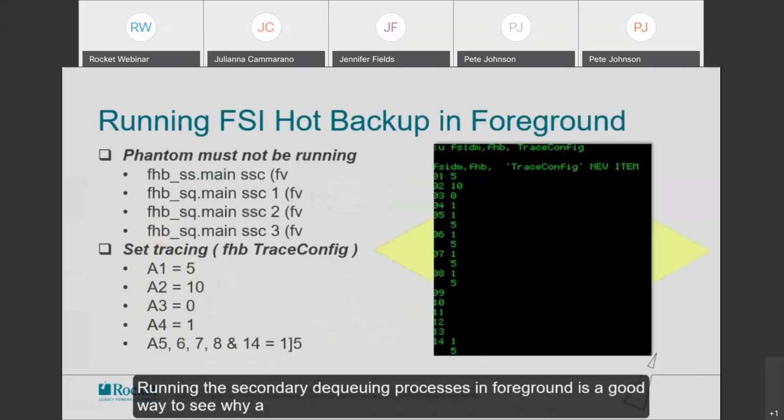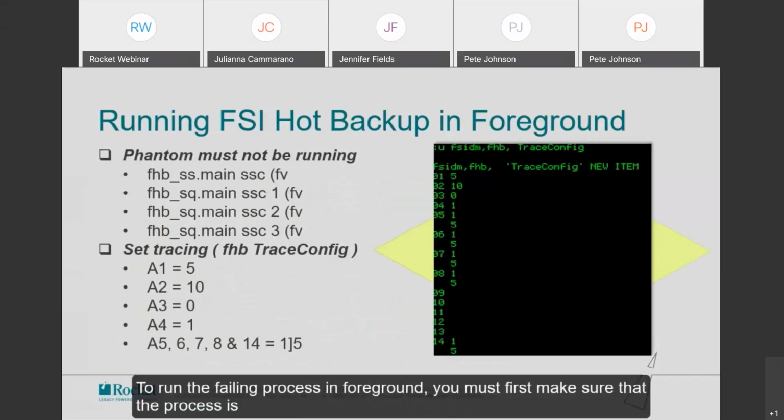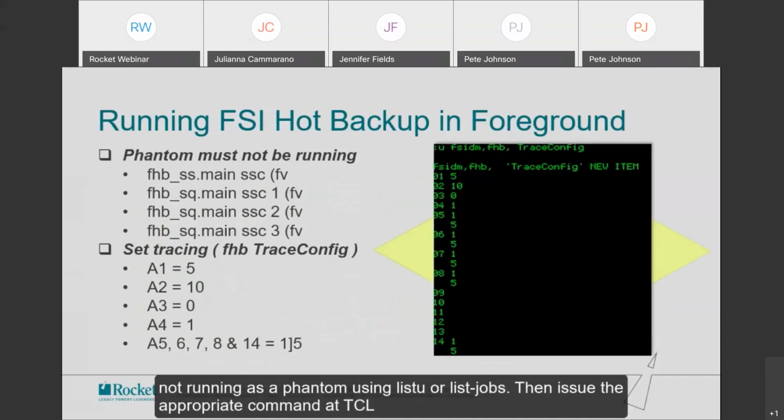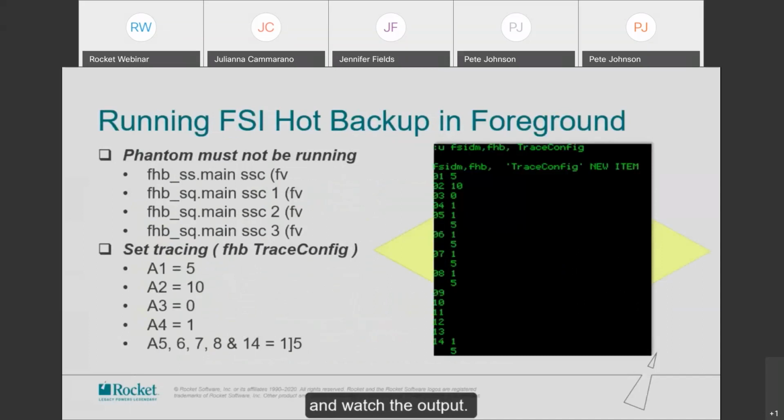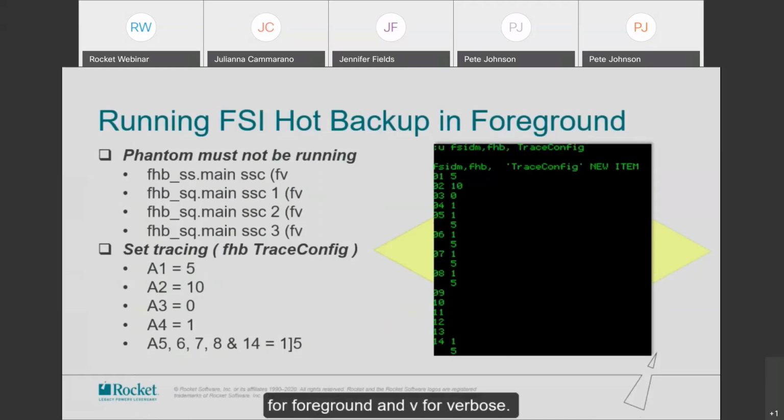Running the secondary dequeuing process in foreground is a good way to see why a process is failing. To run the failing process in foreground, you must first make sure that the process is not running as a phantom using LISTU or LIST-JOBS. Then issue the appropriate command at TCL and watch the output. To start the main process, the command is FHB_SS.MAIN SSC with the FV options, F for foreground and V for verbose.